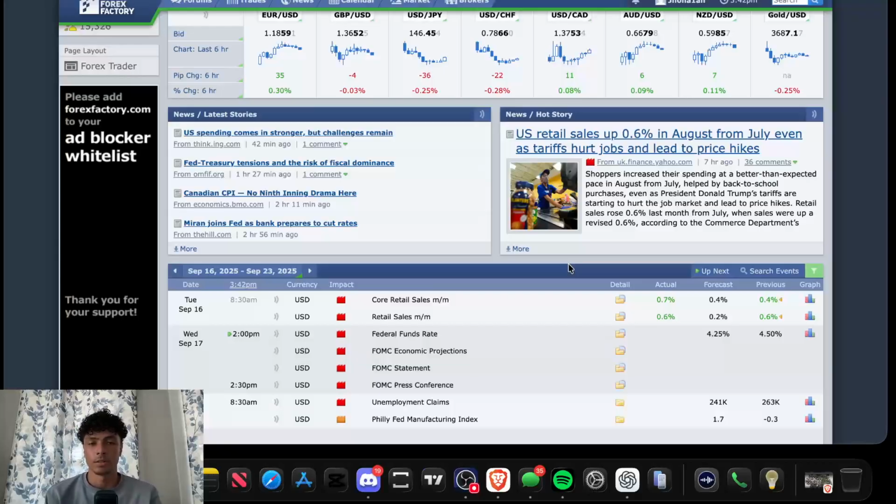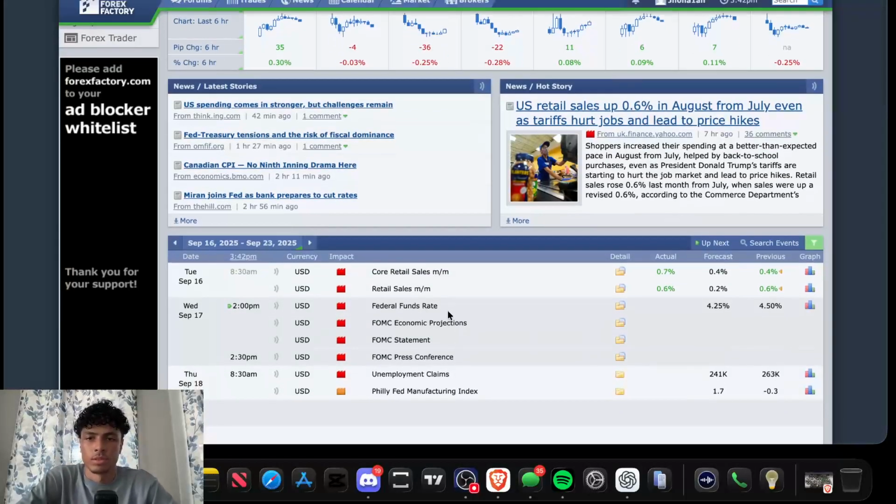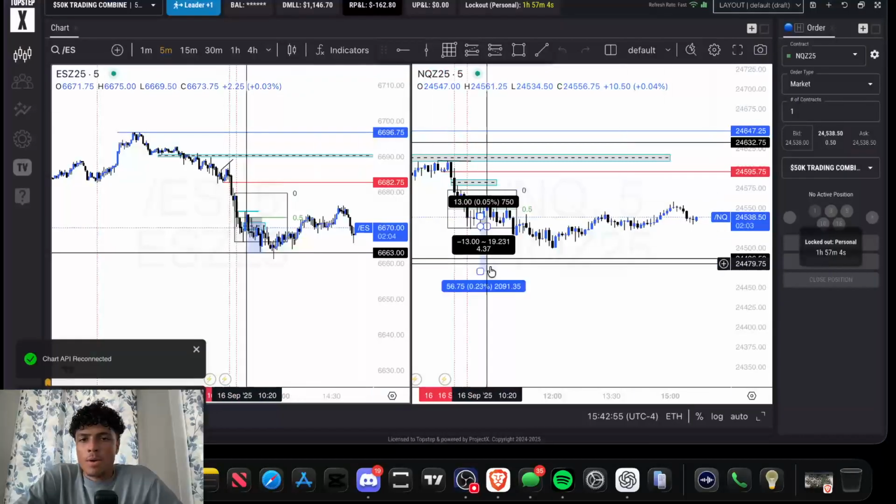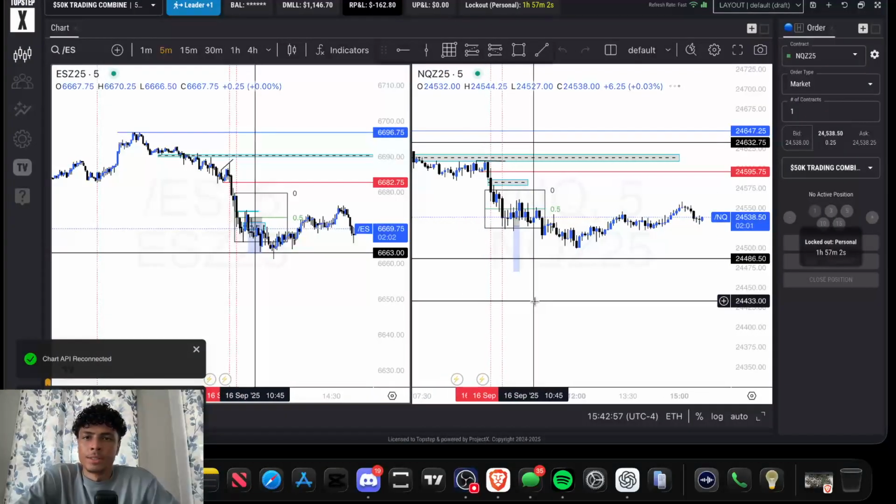I did take a trade. Let's dive deeper into this. So today there was news. Today was the 16th. News is at 8:30. It was red folder, and then we can scale into this one right here.